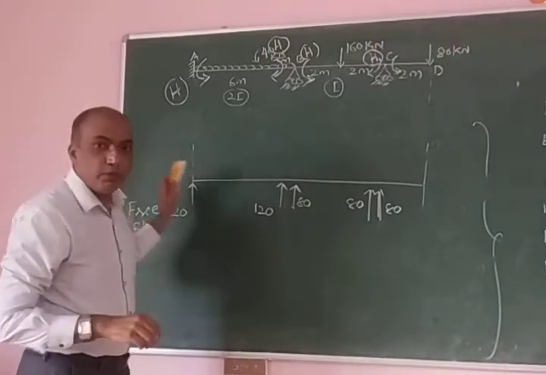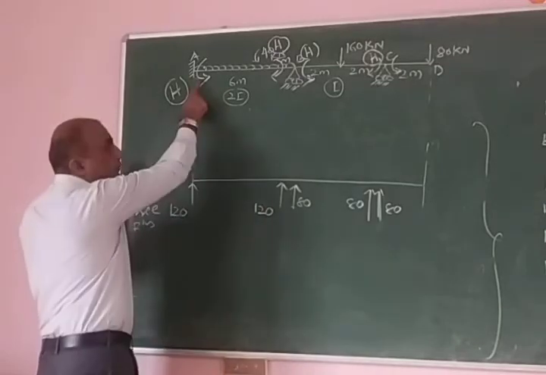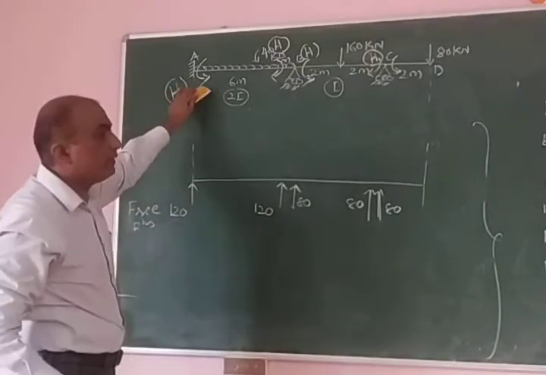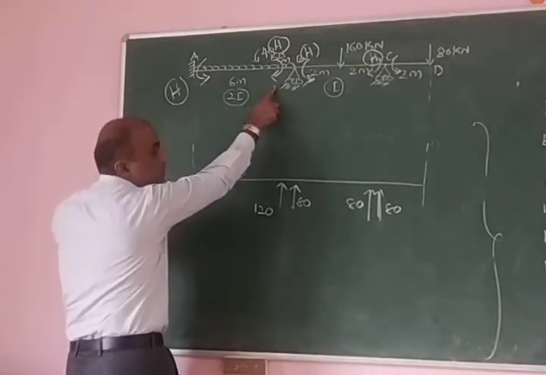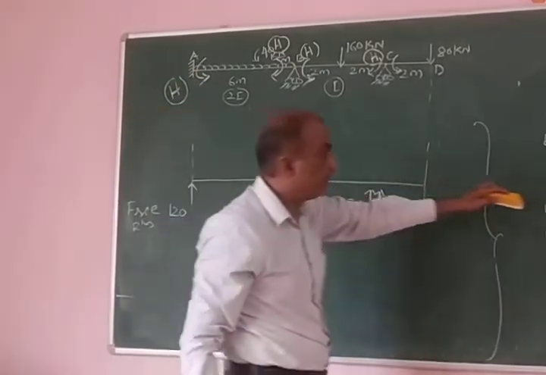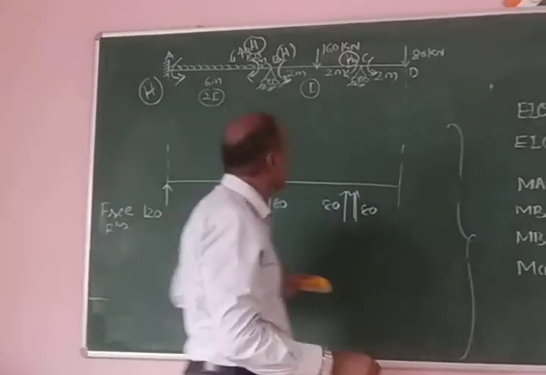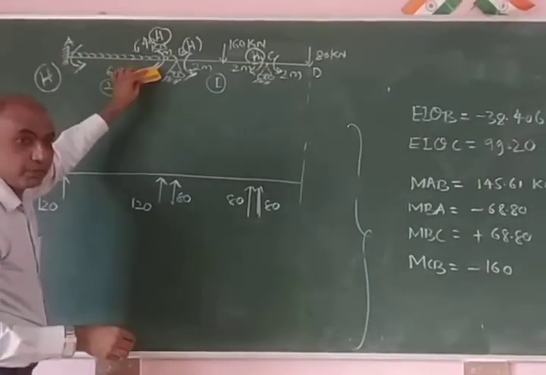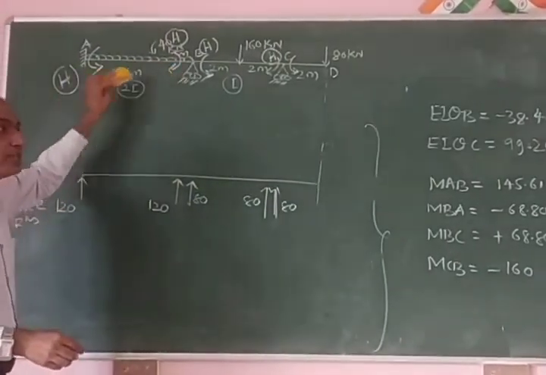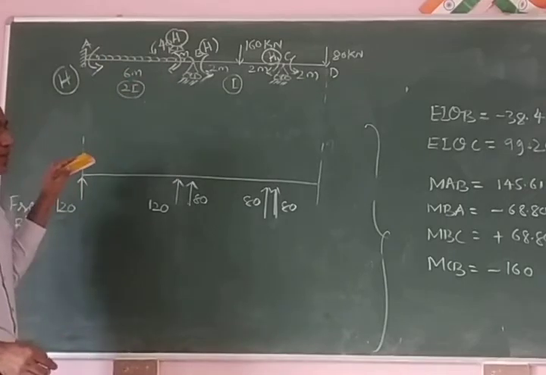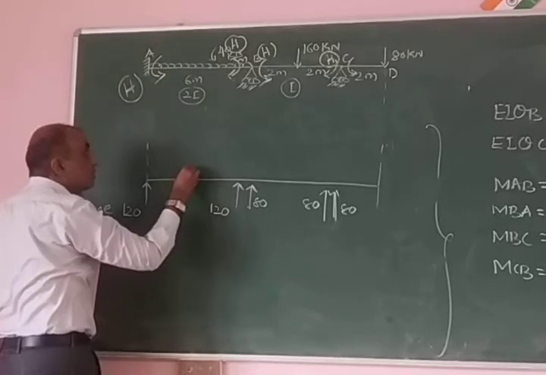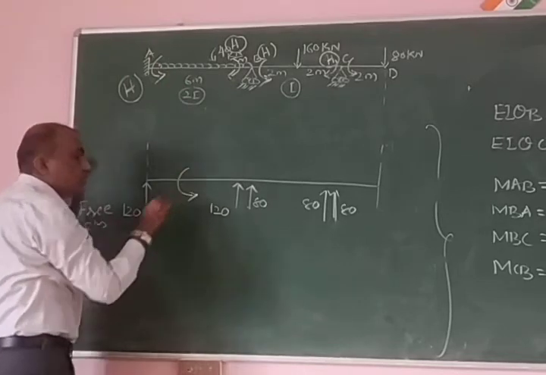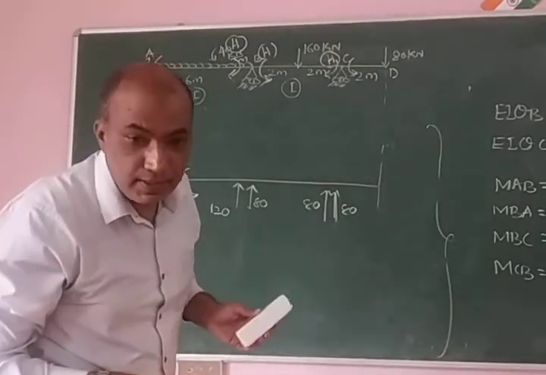Now the unbalanced moment. What is the moment here? The moment here is 145.61 anti-clockwise. The moment at this end is 68.6 clockwise. So the difference of the two, 145.61 minus 68.8. This is anti-clockwise, this is clockwise. So the resultant moment is anti-clockwise. The value is going to be 76.81.